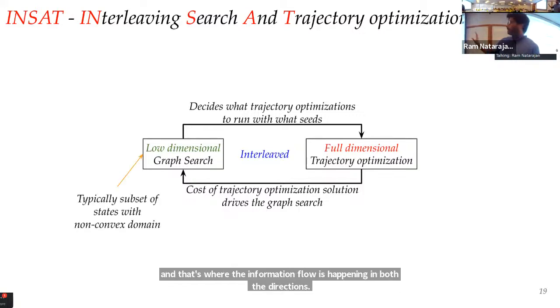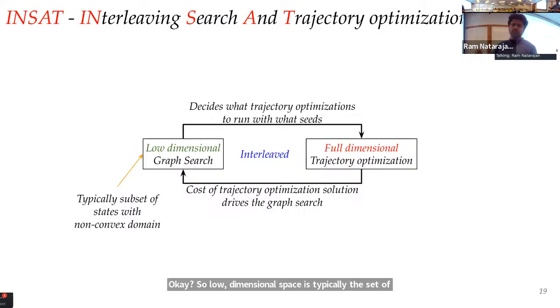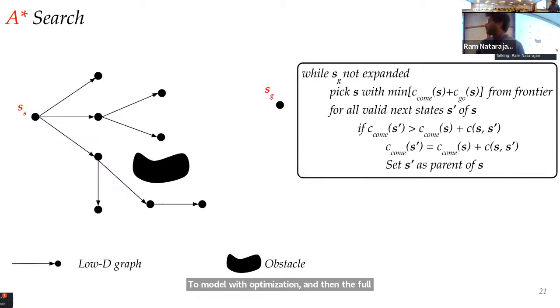This low dimensional space is typically the set of constraints that are hard to model in optimization. So it can be obstacle space, which is usually hard to model with optimization. And in the full dimensional space, you have the rest of the variables. Before I explain INSAT, I wanted to start with the simplest best first search algorithm, and then transition into INSAT.